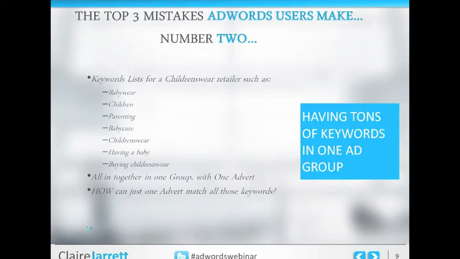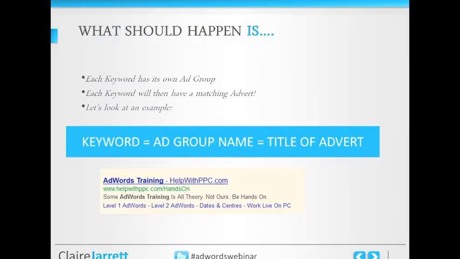So what should happen is every keyword should have its own ad group as far as possible. Now I appreciate that this is going to be a lot of work for some people, where you've got a lot of keywords that you want to bid upon, but in an ideal world, each keyword would have its own ad group so that each keyword can then have a matching advert. So let's look at this example. So what I do is I have the keyword, I then call that, whatever the keyword is, I then call that the ad group name as well to make it easier to organize the account.